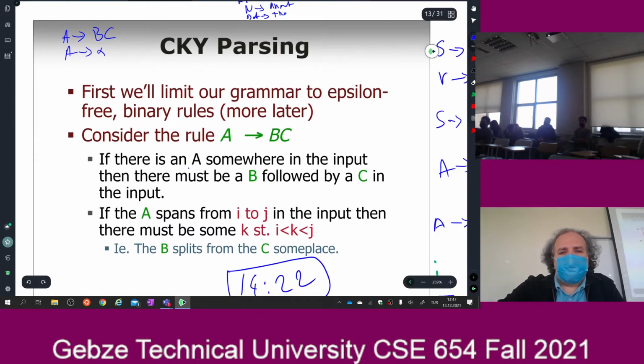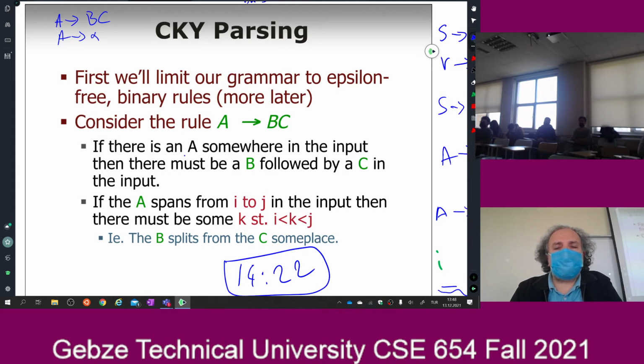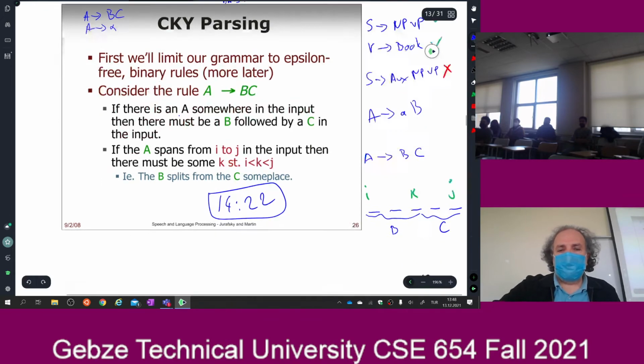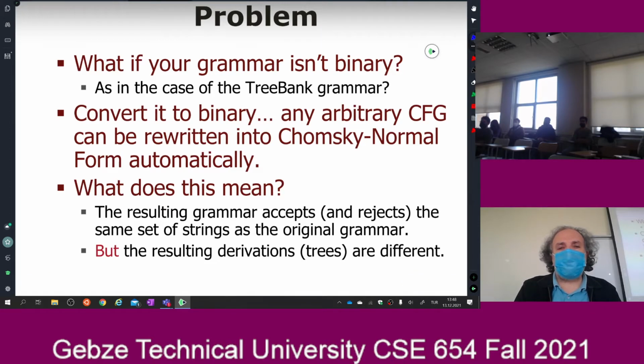everything would be equivalent. So, consider the rule A → B C. If there is an A somewhere in the input, then there must be a B followed by a C in the input. That's the main thing. So if A spans from I to J, then B has to be between I and K, then C has to be between K and J. So look for this K, or test all the possibilities of that K. That's the idea of it. But if your grammar isn't binary, then we are going to convert everything to binary. That's what we are going to do.